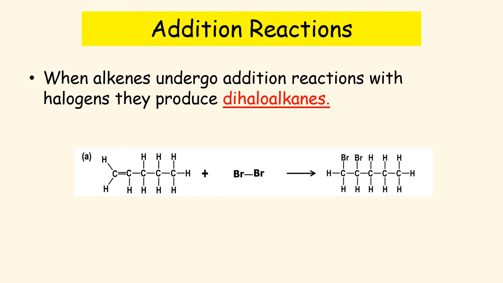We see the bromine doing an addition reaction, so the double bond breaks and each carbon forms a bond to a bromine atom each. And we would call that final molecule 1,2-dibromopentane. So that's to show that we've got a bromine atom on carbon number 1 and a bromine atom on carbon number 2. 1,2-dibromo, because there are 2 bromines in the structure, pentane.